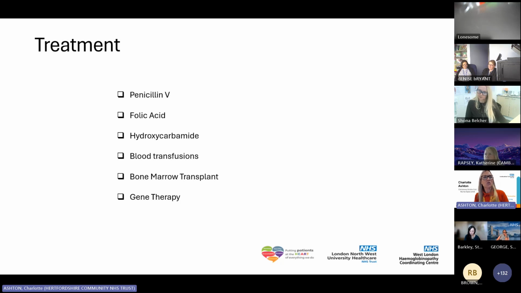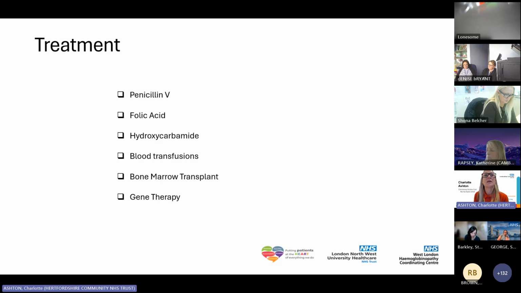So we've talked about treatment. We prescribe all our children penicillin to prevent pneumococcal infection. Our children are on folic acid to help with the production of red blood cells. We've talked about hydroxycarbamide. A lot of our patients are now on this medication. When we talked about the babies who have high levels of fetal haemoglobin, that's essentially what hydroxycarbamide does. It increases fetal haemoglobin, which is a normal-shaped red blood cell that doesn't sickle. So it protects red blood cells from becoming hard and sticky.